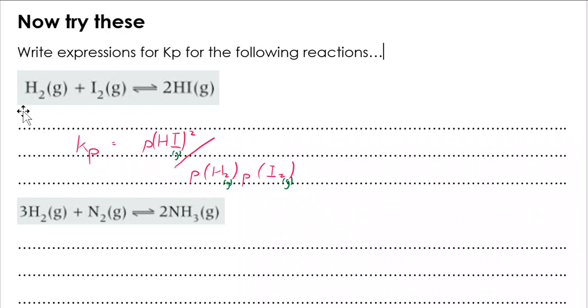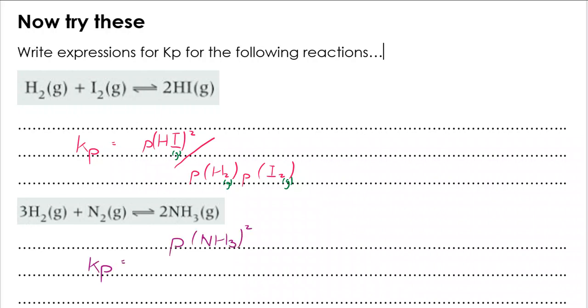So I've got P of H2. There's no power because there's no balancing. It's 1. And I2, so I've got P of I2. Again, there is no balancing there. And I've put the state symbols in. This is Kp, the pressure constant, so they are always going to be gases. So let's try the next one.